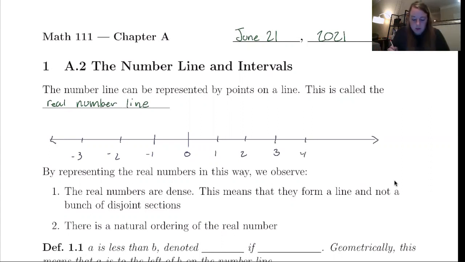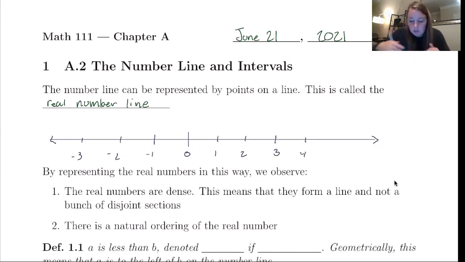If you remember any section, I don't know what class it would be, but like line, segment, rays. Rays only have one arrow. And on that number line, those arrows mean it keeps going on forever, right? I have negative numbers, negative a billion, trillion, and so on. All right. So by representing the real numbers in this way, we can observe a few things.